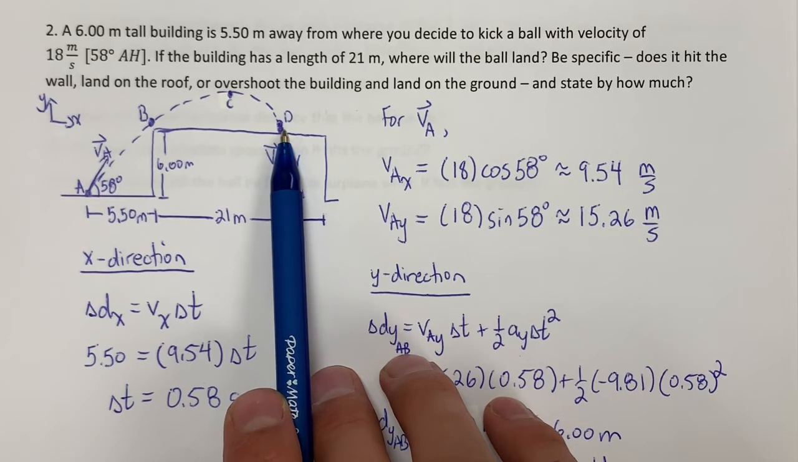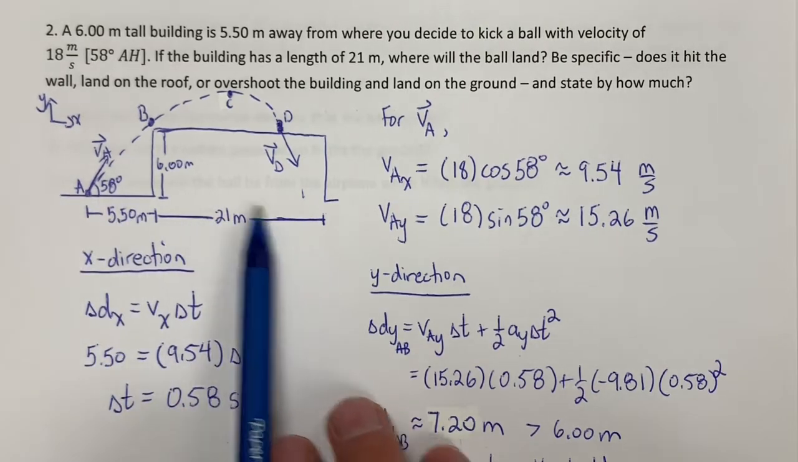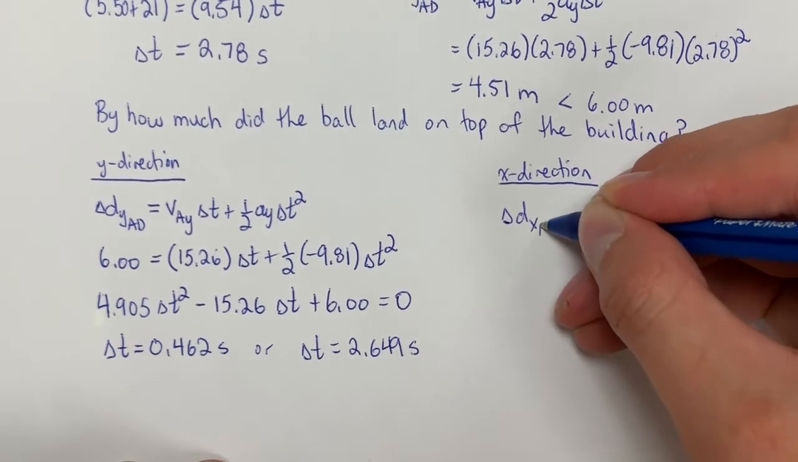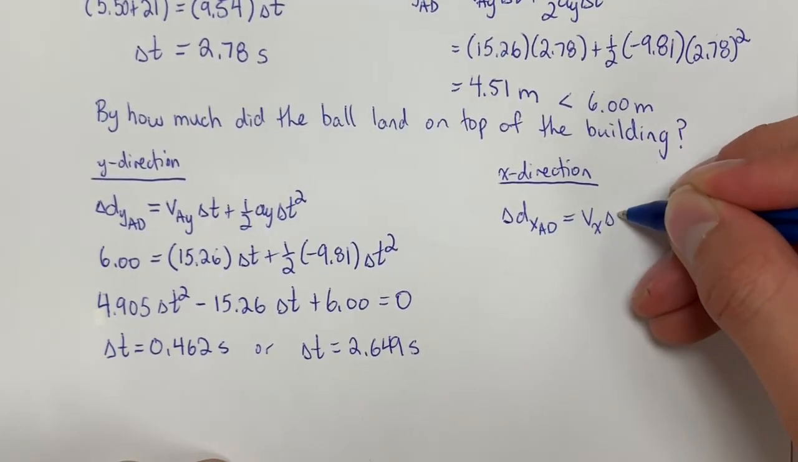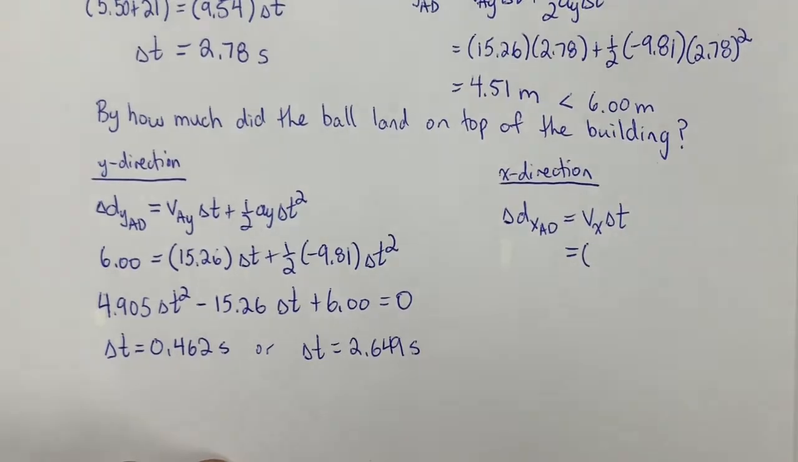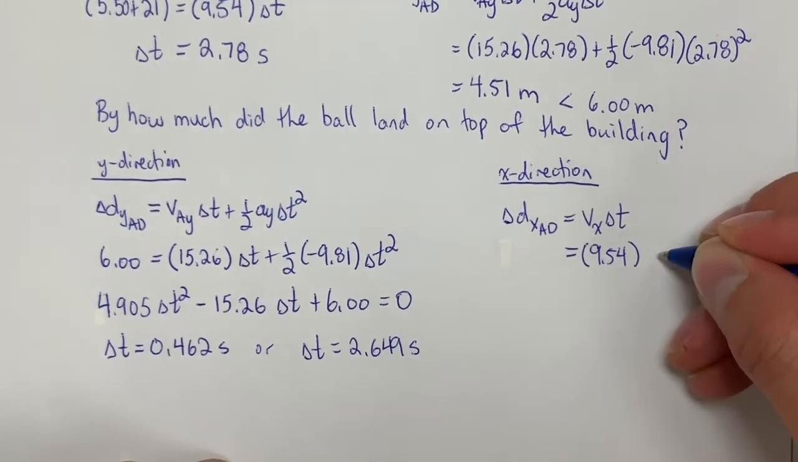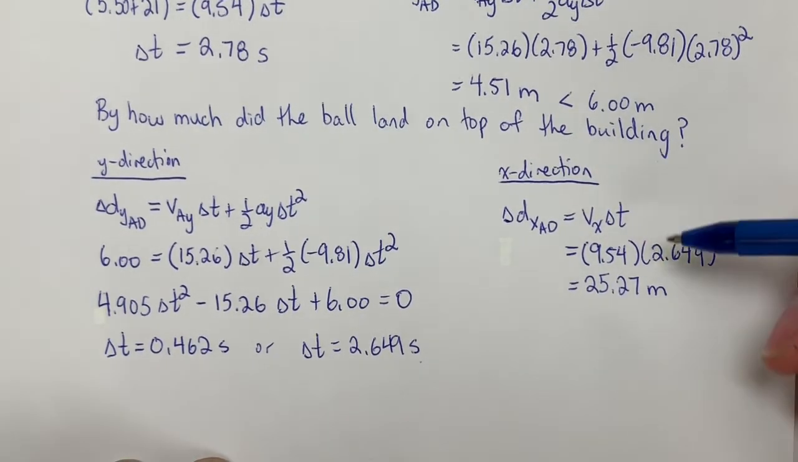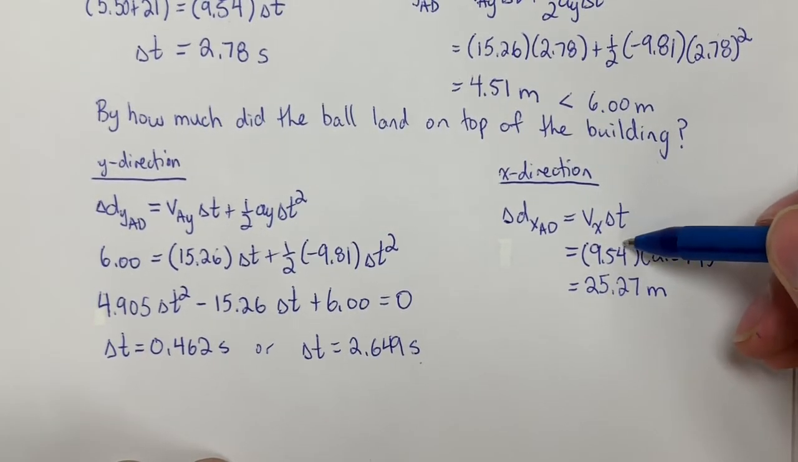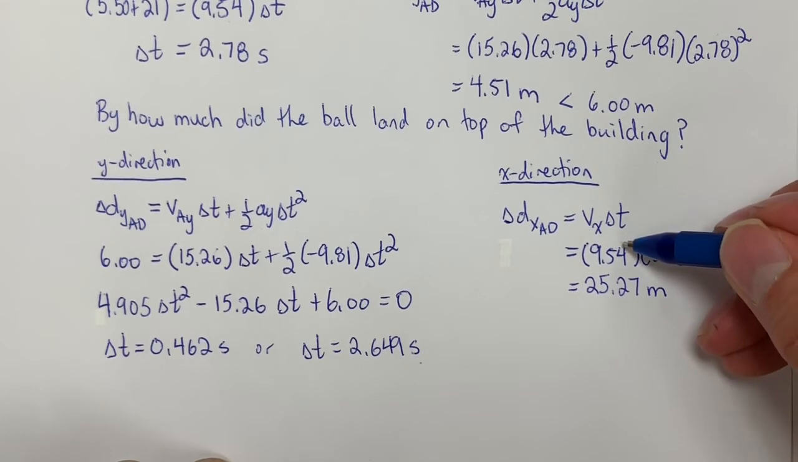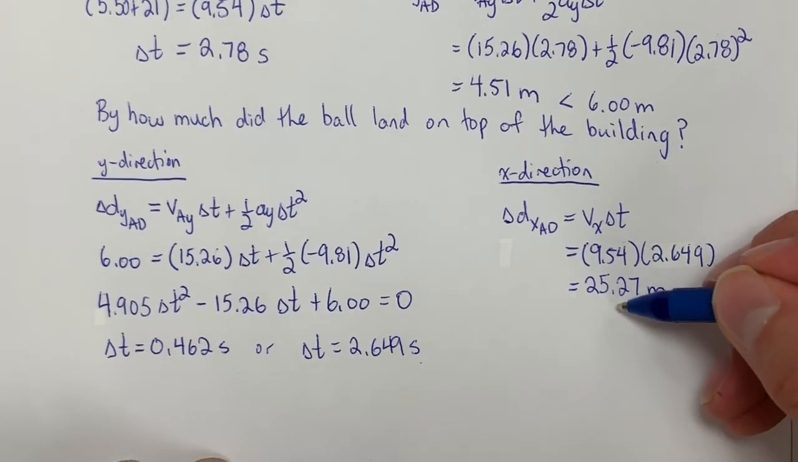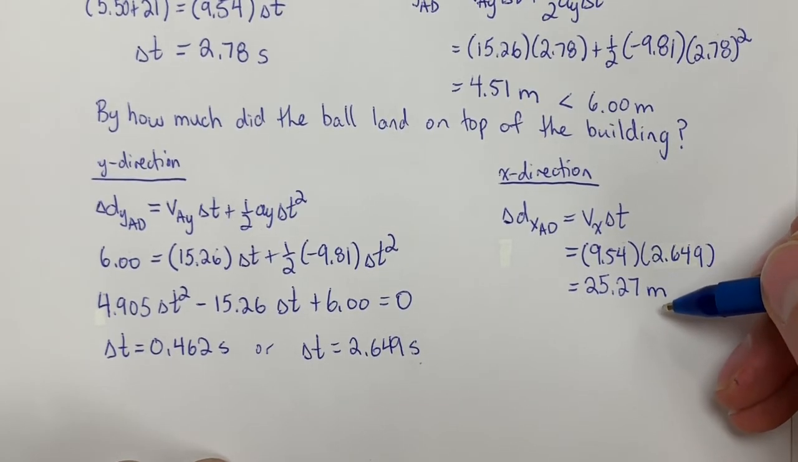So we are going to choose the 2.649 seconds and put that into the horizontal direction to figure out how far I've traveled to the right. All right, so we put in our 9.54, which is the x component of our velocity, and our time, as discussed, and we end up getting 25.27 meters.